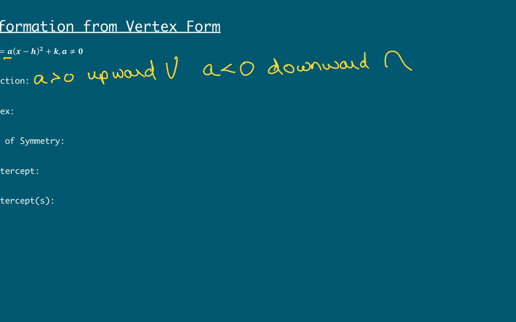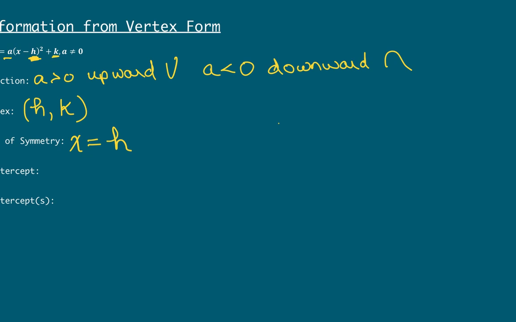In the vertex form, the vertex is h comma k. So we can read our vertex right out of the equation. We can just pull it right out of the equation right here. The line of symmetry will also come right out of the equation. Our line of symmetry is at x equals our h value, this value right here.